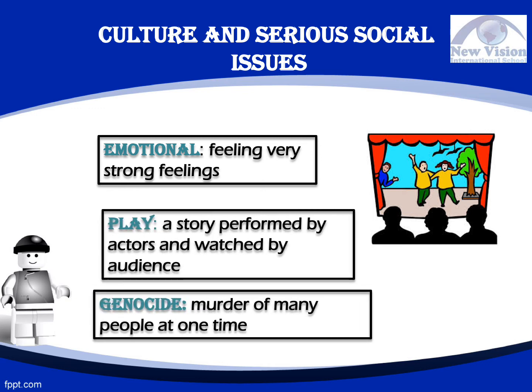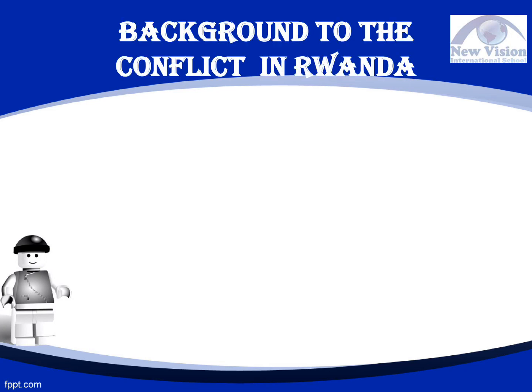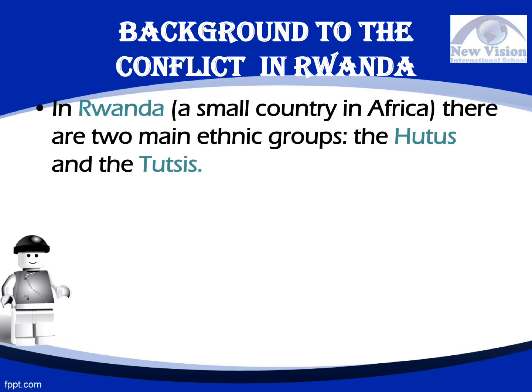These are the words that we discussed in the story before. Background to the conflict in Rwanda. In Rwanda, which is a small country in Africa, there are two main ethnic groups, the Hutus and the Tutsis.